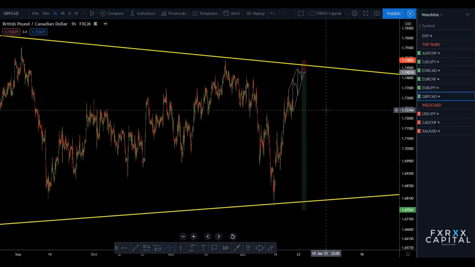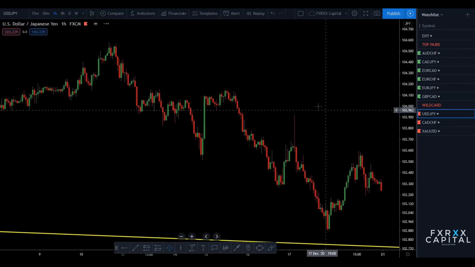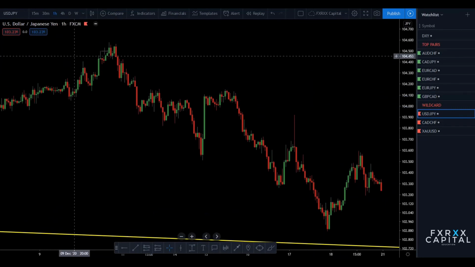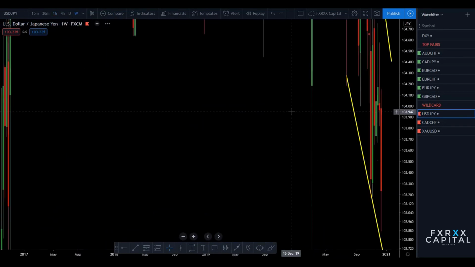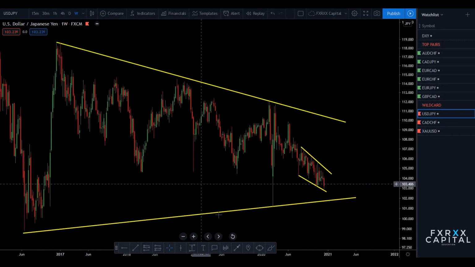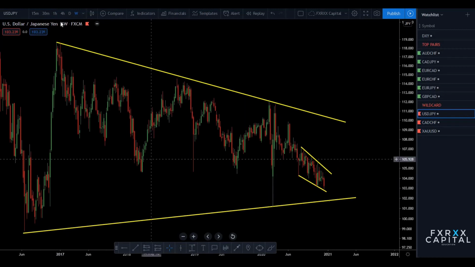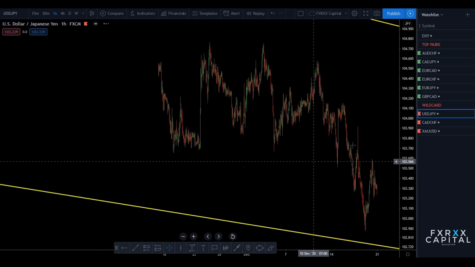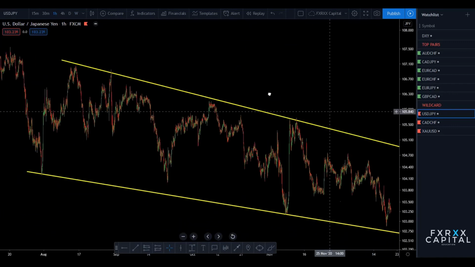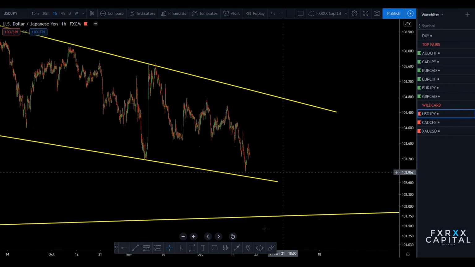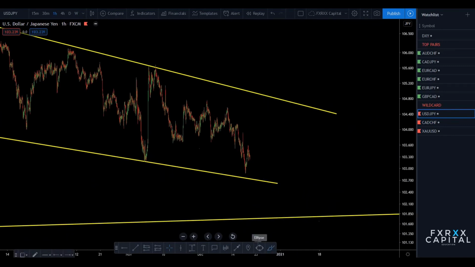We're going to move to our wildcards. So the first wildcard will be USD Japanese yen. USD Japanese yen, you can see price at a symmetrical triangle approaching this movement to the downside. So in 1 hour time frame, price can move to the upside at any time, but I'll just wait for my trading setup only, then I will buy this setup.